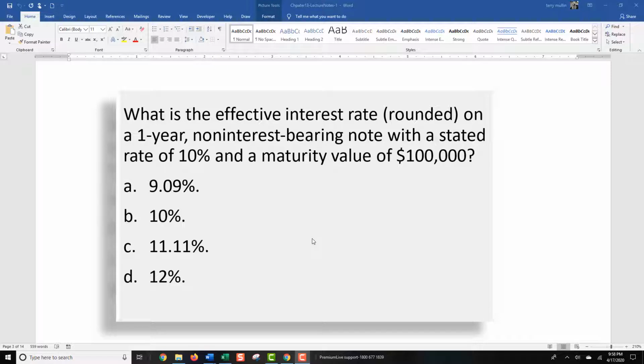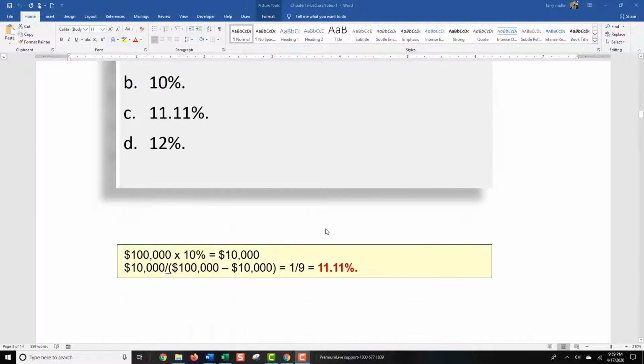So just as a practice question, they say, what is the effective interest rate on a 1-year non-interest bearing note with a stated rate of 10% and a maturity value of 100,000? So you'd have to figure out what the interest is, which would be principal times rate times time. And then you'd subtract the interest to see what cash you would get, right? So let's just cheat and look at the answer, right?